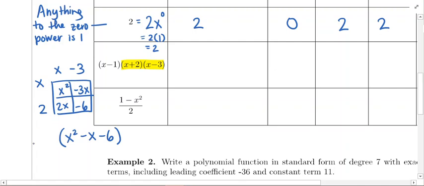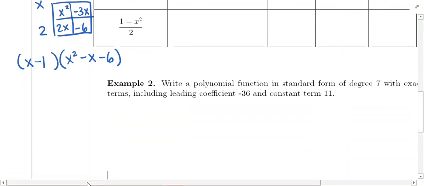Okay, and then we need to take that result and multiply by x minus 1. So I'm going to do another boxing here. So I'm going to do x minus 1, and then we just need to go across x squared minus x minus 6. Okay, so it's just going to be more boxes.